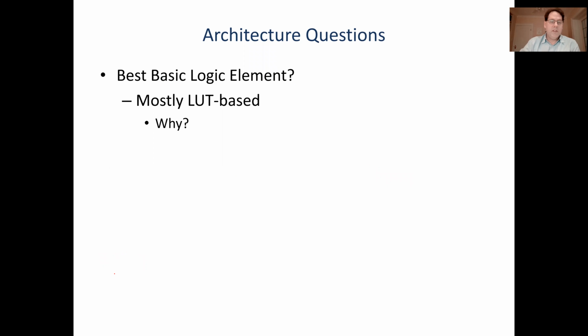Okay, so some architecture questions. First, what's the best logic element? They're mostly lookup table based, and we talked about this a couple weeks ago. So this is like a test of who remembers: why are lookup tables dominant? What's good about them?